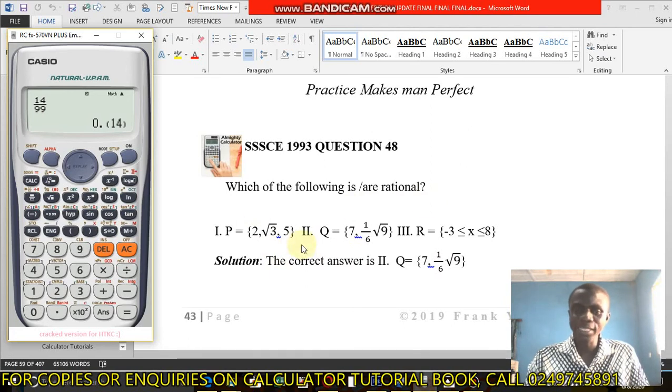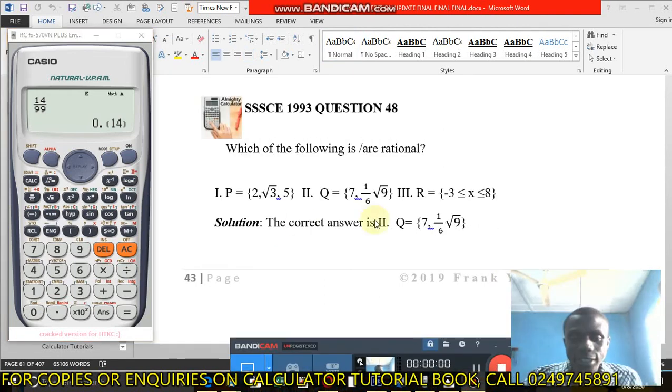Question number 48. So which of the following is a rational number? They are all sets. It means that every content of the set should meet the requirement in order to qualify it to be what? A rational. Good. So, to consider the options here, that is I, II and III. First, considering I, you want to determine whether it is a rational number. So, you determine all the content of the set P.